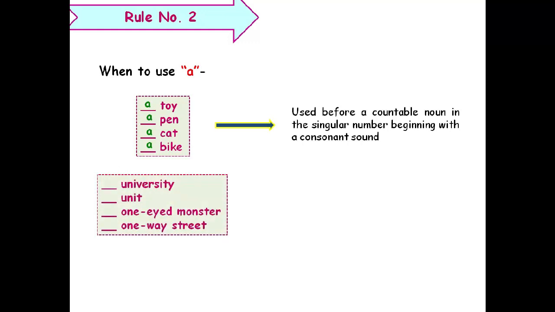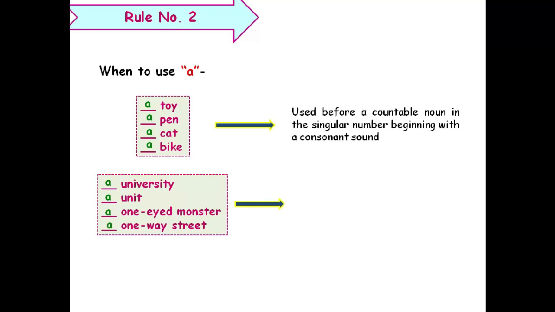The second one over here, again I have some words for you. University, unit, one-eyed monster, one-way street. Now think about it. What will you fill in these blanks? See, all the words here are starting with vowels. University, unit, one-eyed monster and one-way street. U and O, these are all vowels. So will you write an before these? No, you will not write an. You will write a. See, now you might be thinking that these are vowels. Then why are we using a over here?